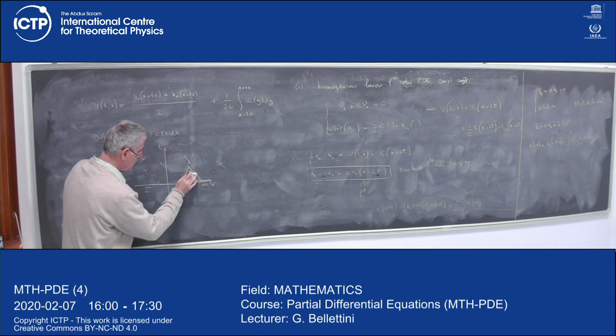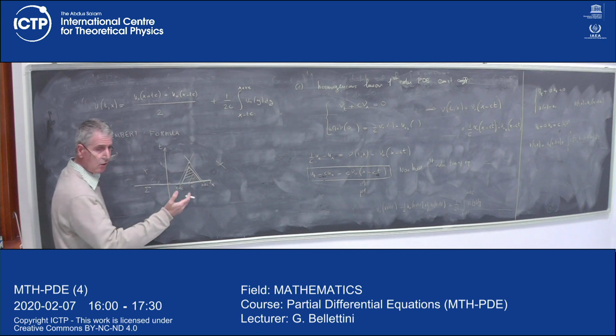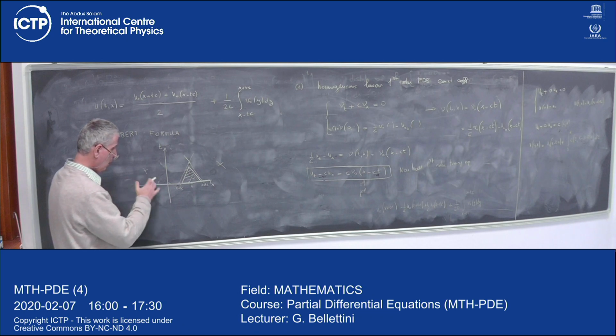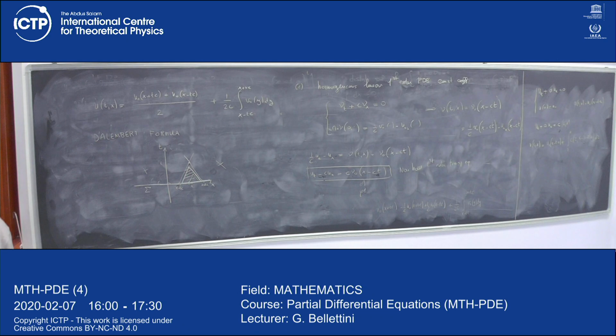So, as soon as I'm interested in the value of the solution in this triangle, it does not see any modification of u0 and v0 out of this triangle. Okay? This is the so-called finite speed of propagation.